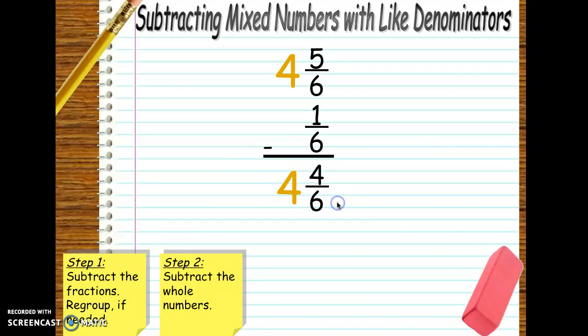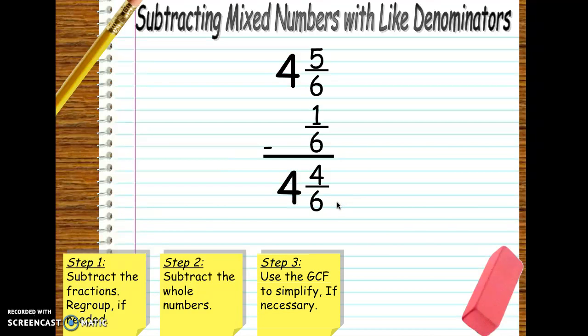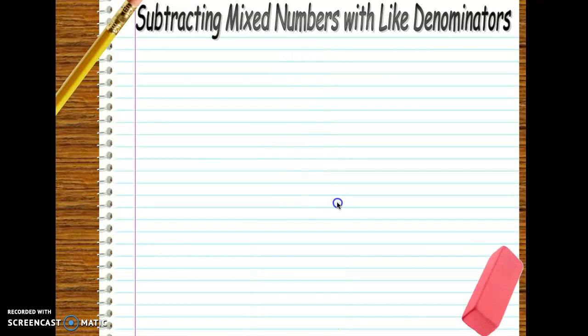However, we know that there is a greatest common factor between 4 and 6 that allows us to simplify this problem. Our greatest common factor is 2. We're going to divide the numerator and the denominator by 2 to get a fraction of 2/3. Add that to our 4 wholes, and we get 4 and 2/3. All right, next problem.